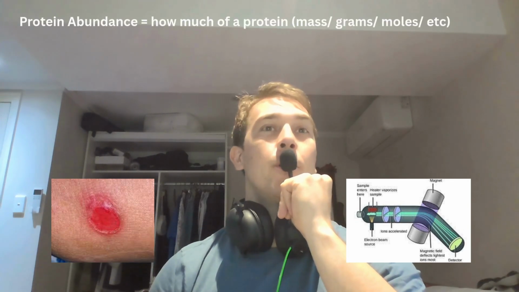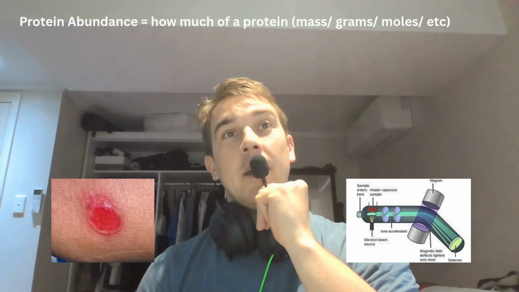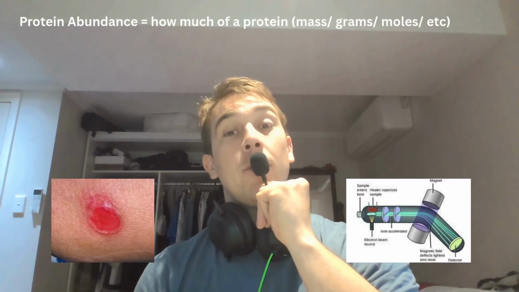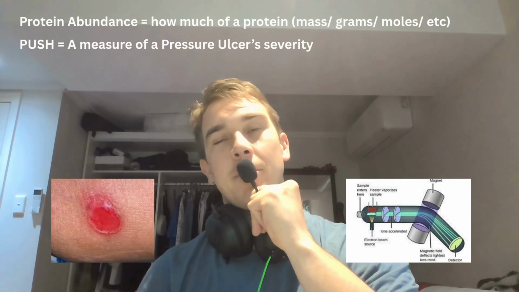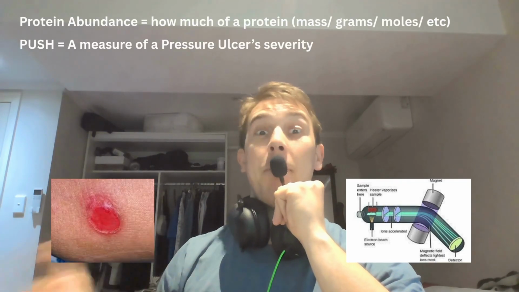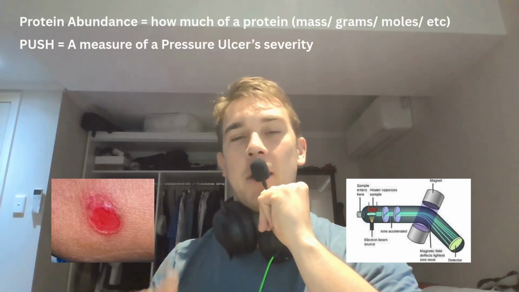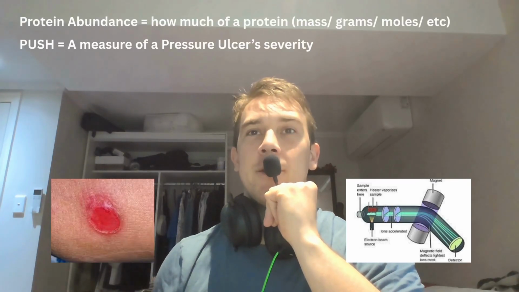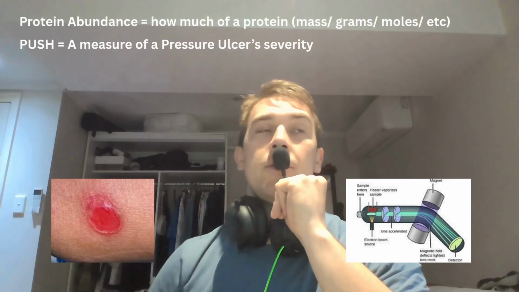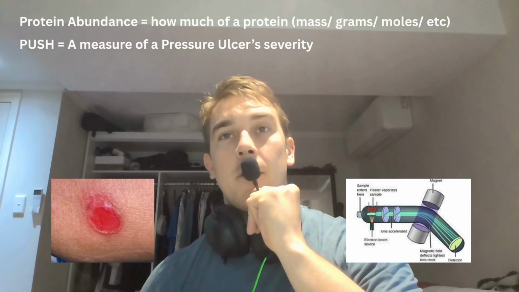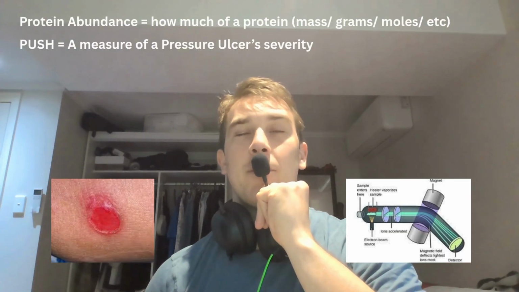So what I would do is take the different proteins and measure their abundance, and then I'd also get what we call a push score. Essentially, you can think of the push score as how bad the pressure ulcer is. So 0 means the pressure ulcer is basically healed and good, and up to 14 essentially means the limb's about to fall off. But you can get up to 7, which is pretty severe.